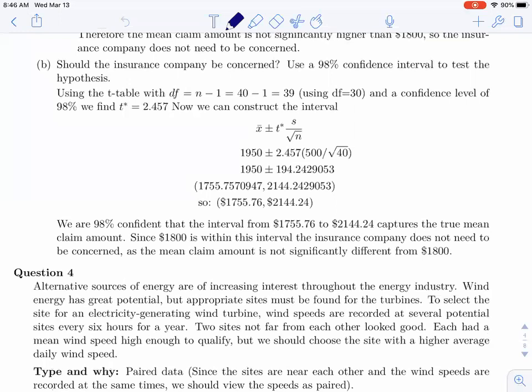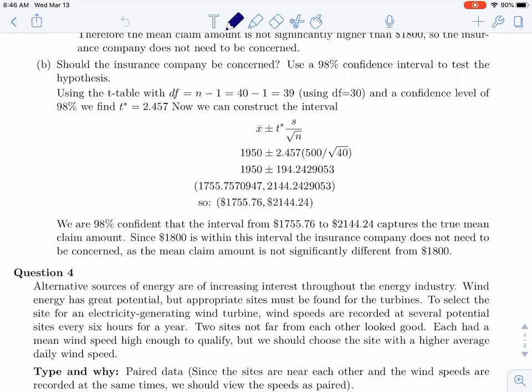Because it's money, you know you have to round to 2 decimal places. So here, 1755 to 2144. Just looking at this, 1800 is in here somewhere, right? 1755 to 2144, 1800 is in there. It's just on the cusp, but still. Okay, so we're 98% confident that the interval from 1755 to 2100-ish captures the true mean claim amount.